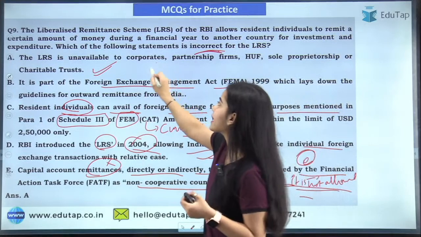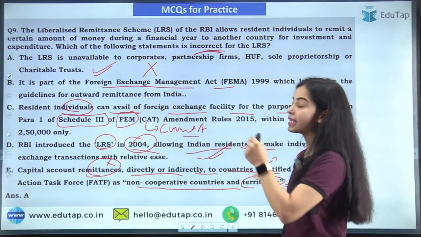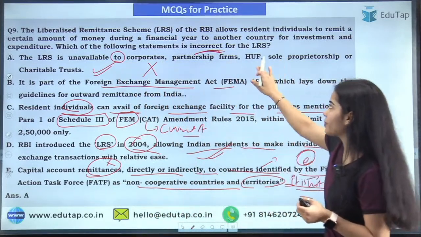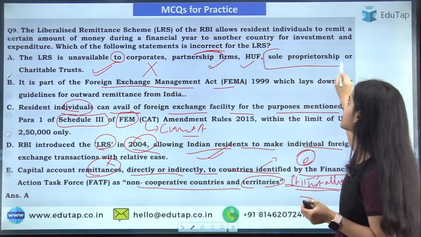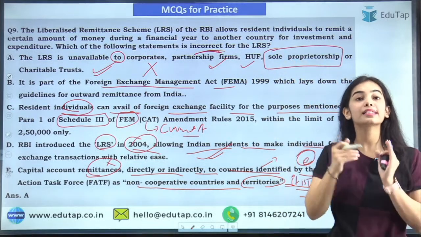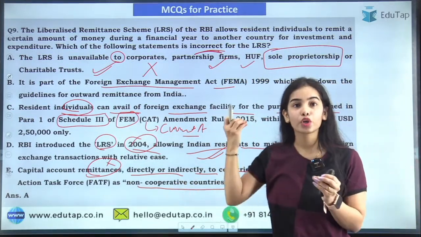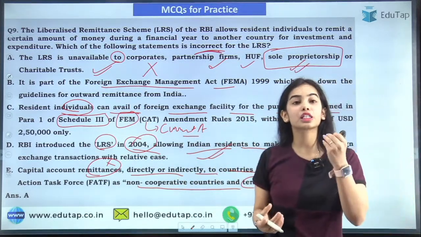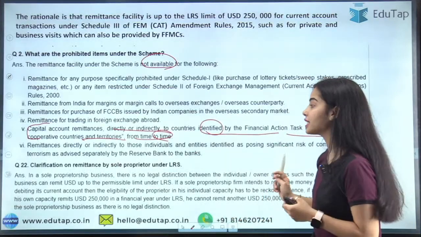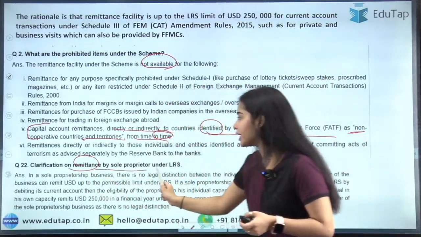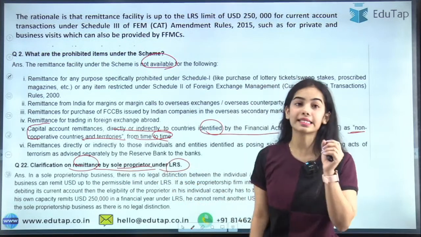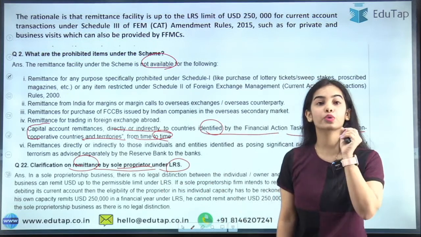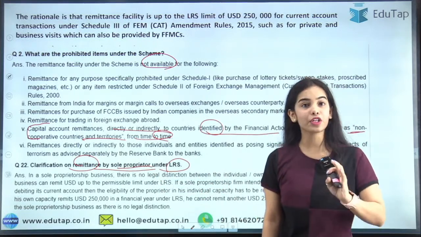Okay, so this is incorrect. Why is this incorrect? The A statement is incorrect. The LRS is unavailable to corporate, partnership, HUF. So this is correct, but here this should not be present. LRS is actually available to sole proprietors also, because sole proprietors are considered as individuals. So the remittance can be made to the sole proprietor under the LRS scheme because they are the single owners, so they are considered as individuals only.